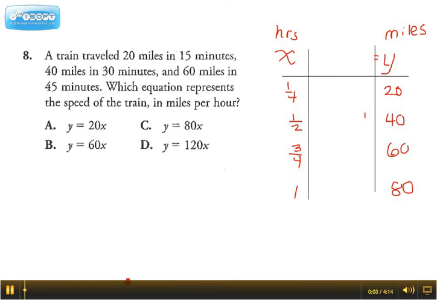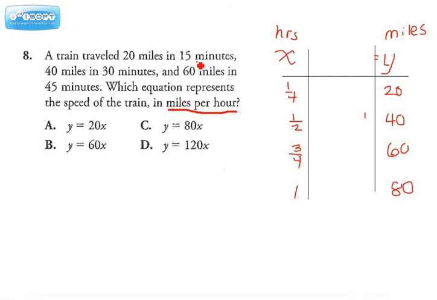We're taking a look at question number 8, and what makes this question really tricky is they're talking about miles per hour when the time increments that they give are in minutes. So I think it'll be necessary for us to rethink all the minutes as a part of an hour.